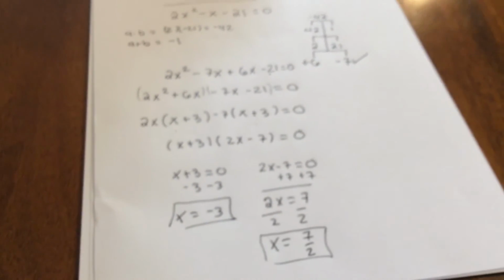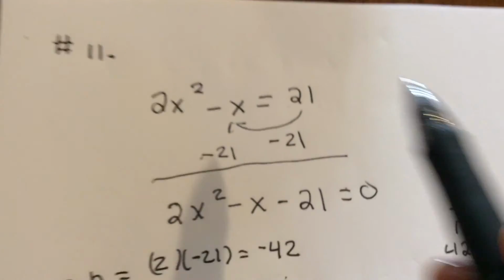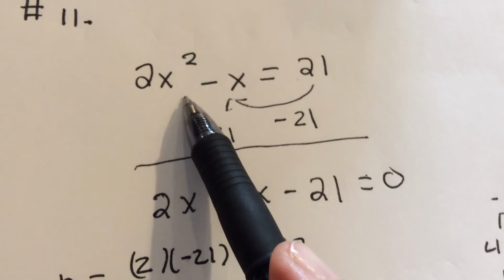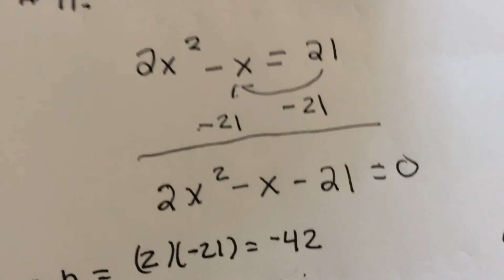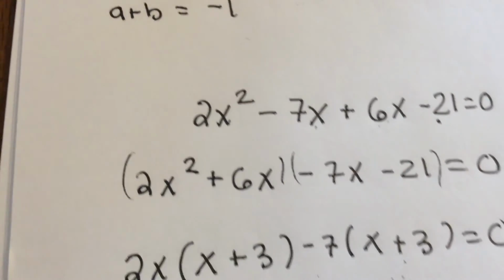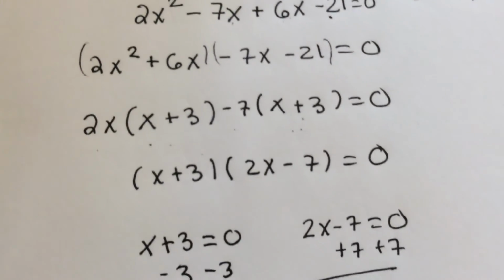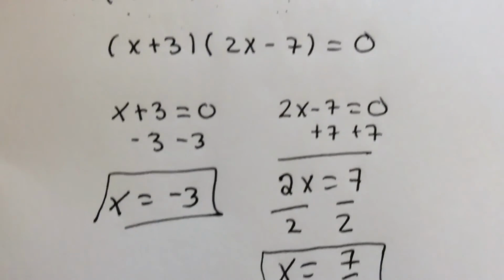All right, so again, that's how we are going to solve a quadratic equation that's given to you where the leading coefficient is not a 1 or a negative 1. We got the factored form and we have our roots.